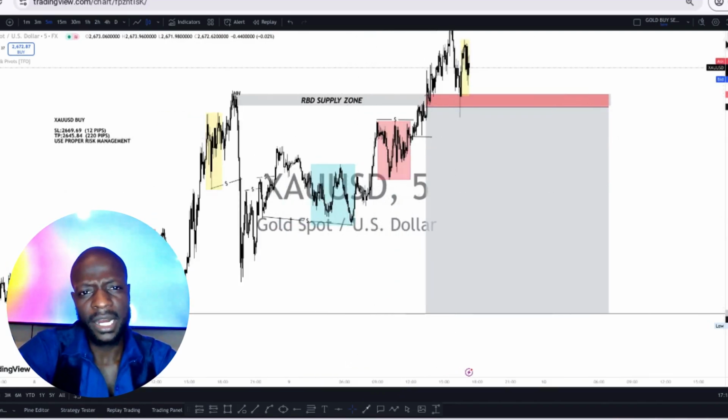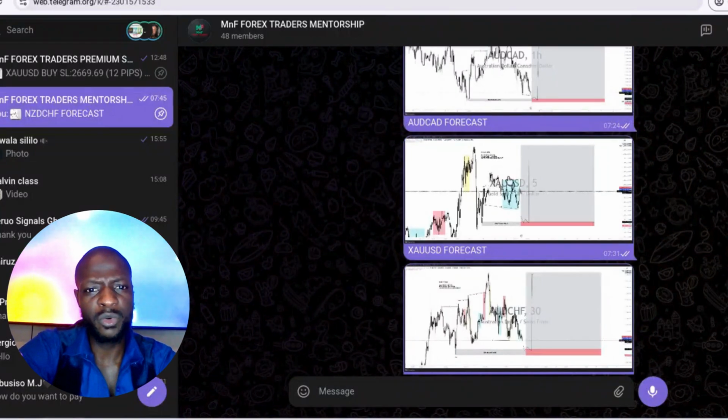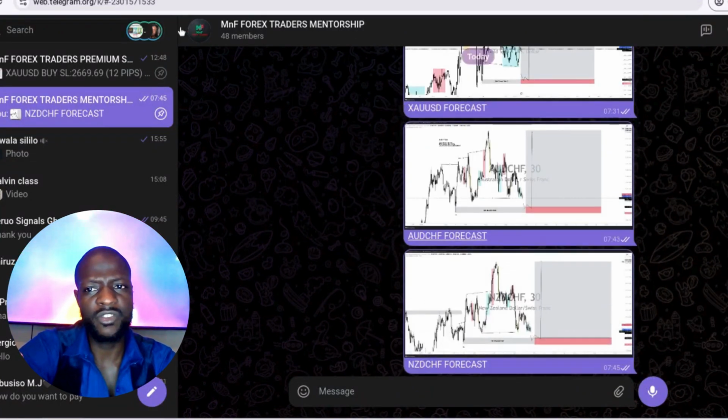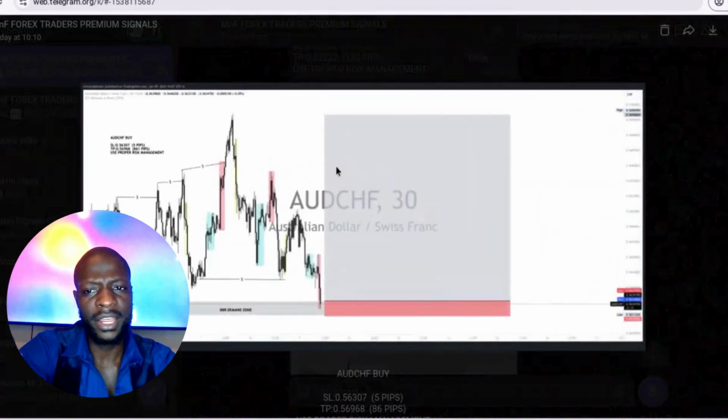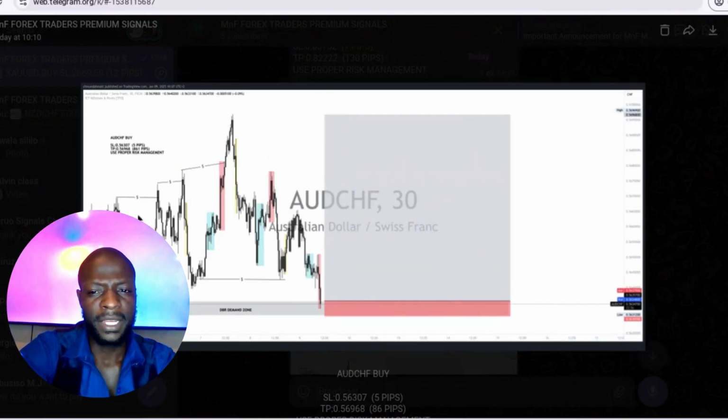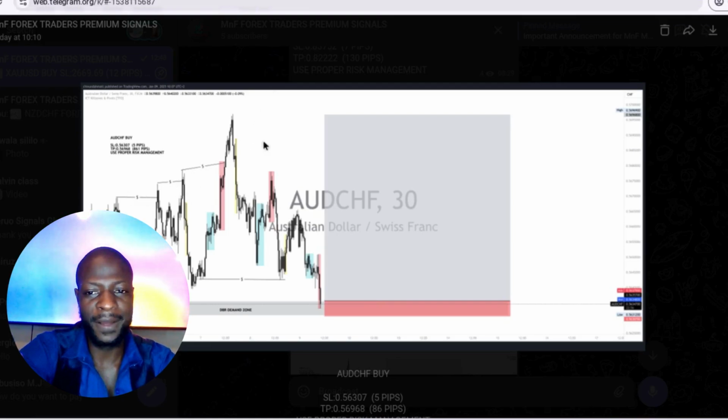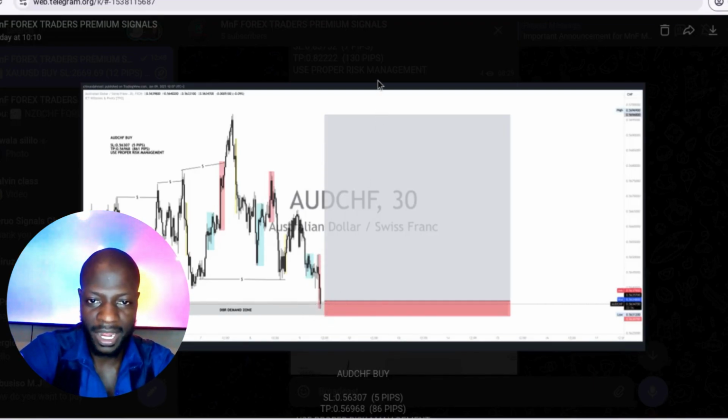Otherwise, apart from this, we took a USD Swiss trade. Let me check. A USD Swiss trade right here. I mean, you can see that we had a nice drop base rally, break of structure to the upside, and then we had nice liquidity which was left right here. So I waited for the market to come into our zone, and once the market came into our area, I was able to actually take this trade to the upside.